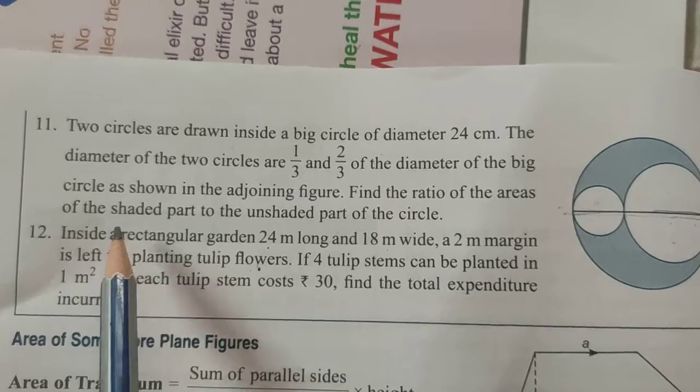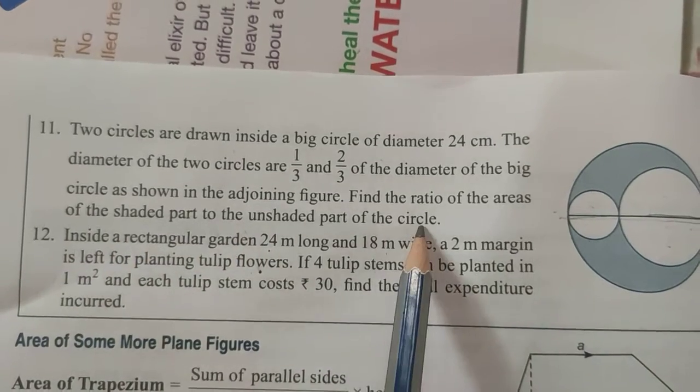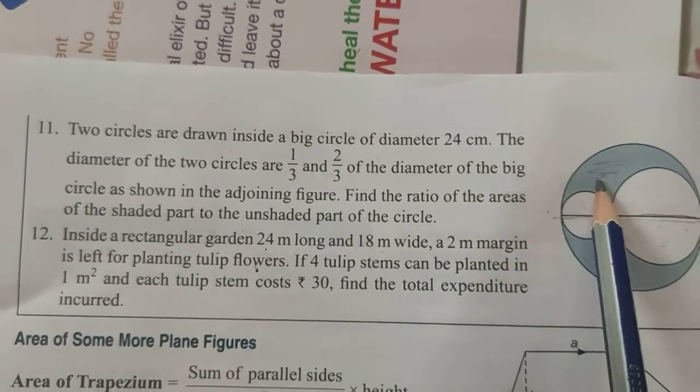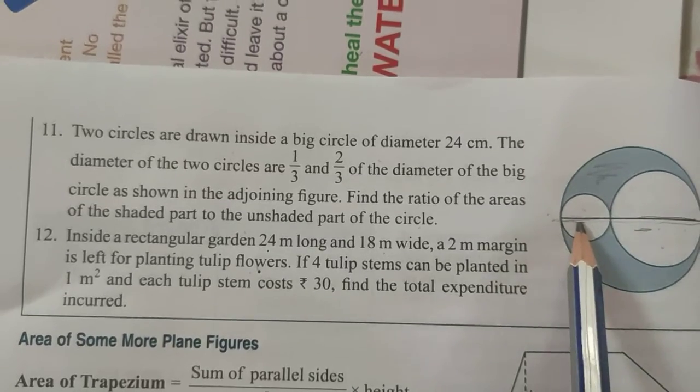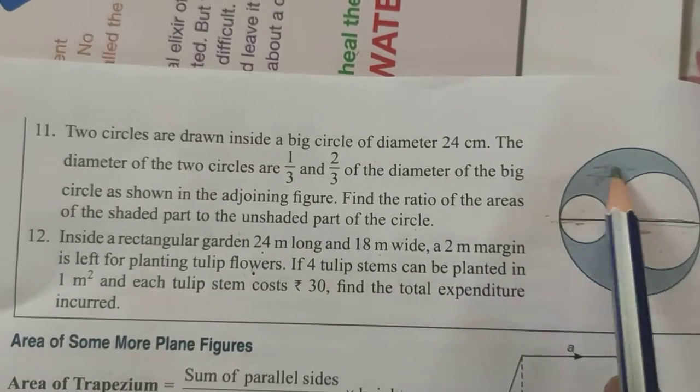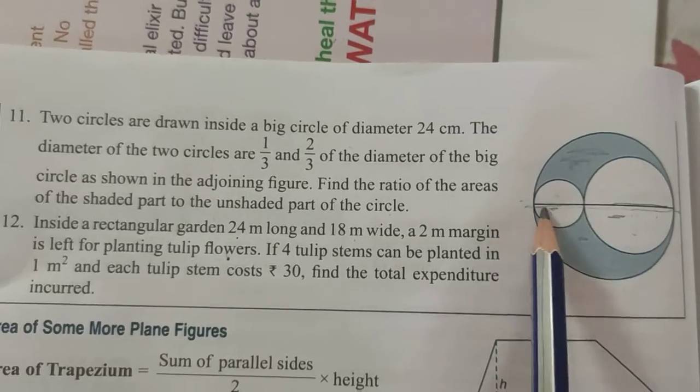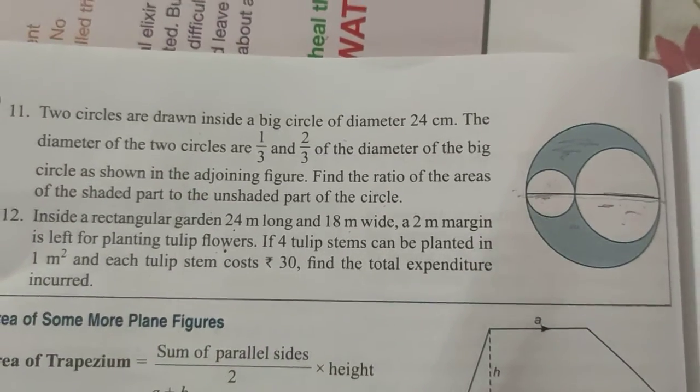Find the ratio of the areas of the shaded part to the unshaded part. Now you have to find out the area of this part and the area of this part. So this will be the area of the shaded part, this all colored one, and this will be the uncolored one. How you will do it, I'll explain it to you.